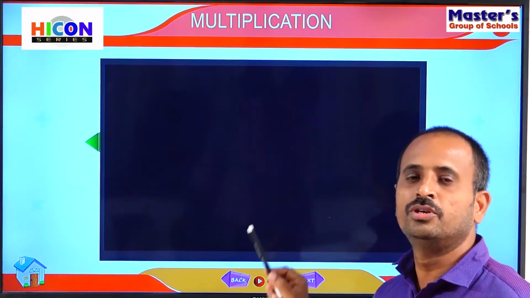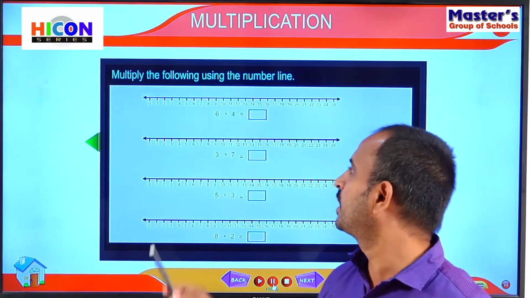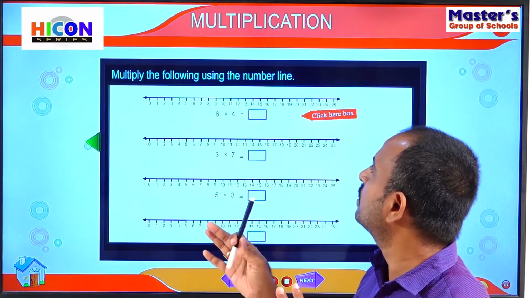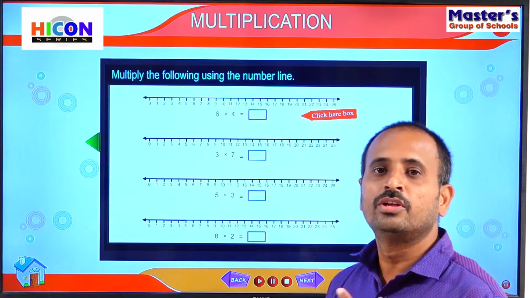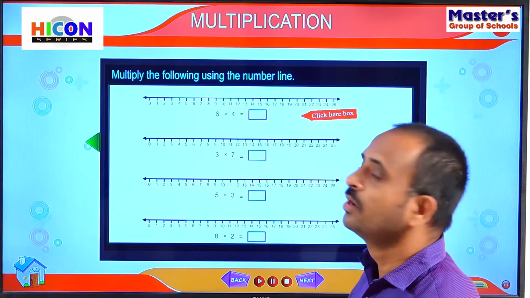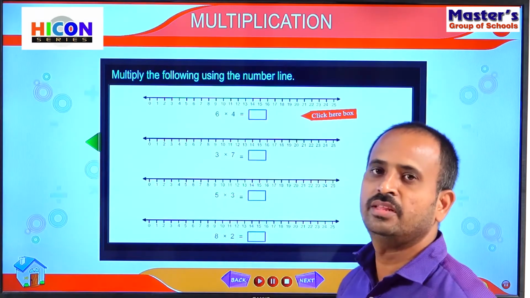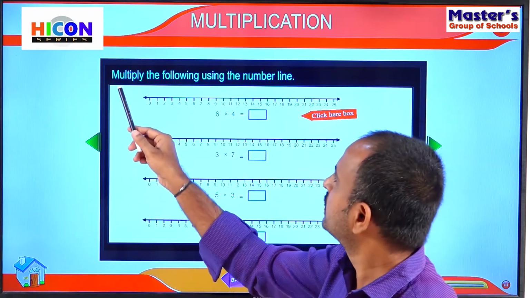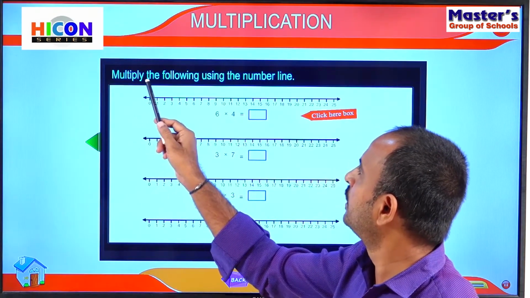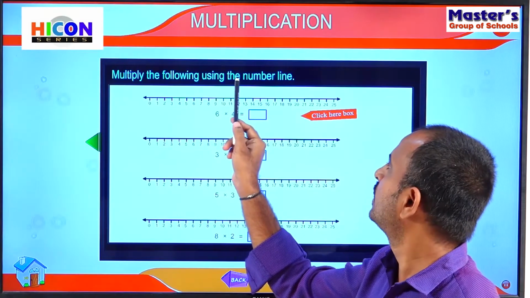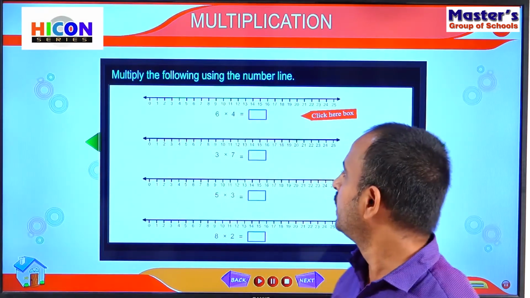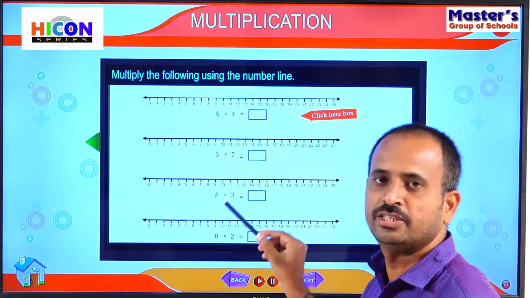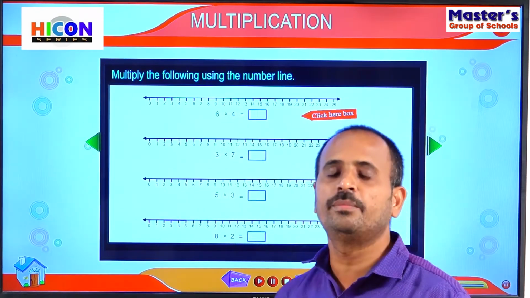So children, did you understand how to do multiplication on the number line? Let us practice some more problems on the number line. Then you will get a better understanding of how to do multiplication on the number line. So children, see the section. This is the exercise part. Multiply the following using the number line. Here they have given 4 problems, that is, 4 multiplications which have to be done on the number line.